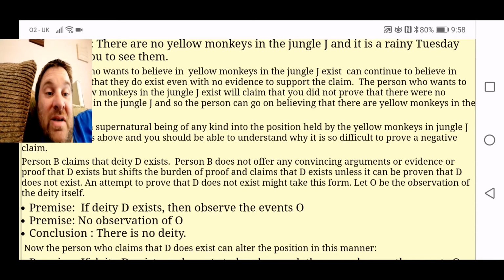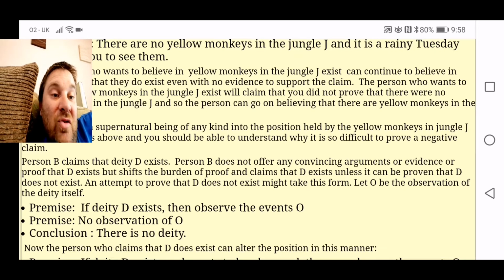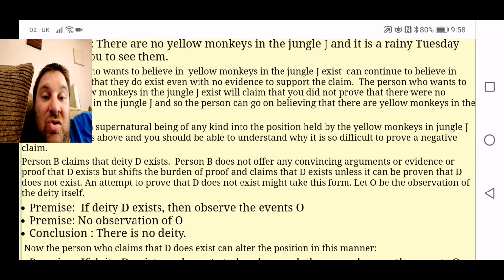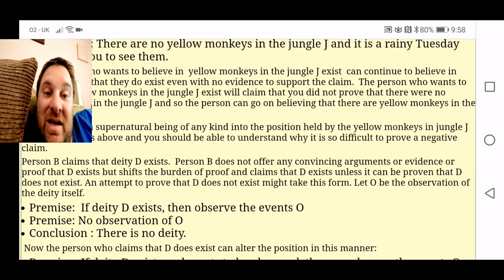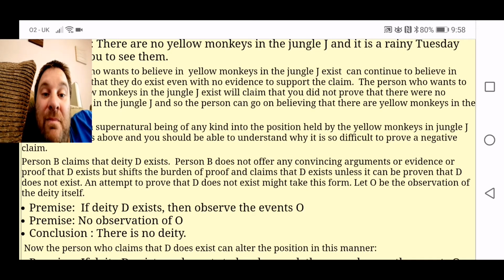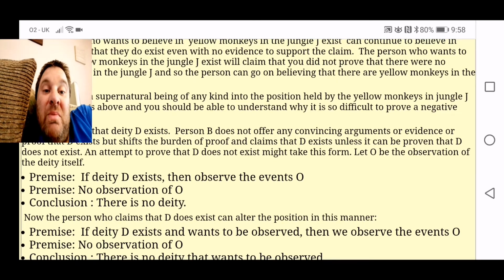An attempt to prove that D does not exist might take this form. Let O be the observation of the deity itself. So if deity D exists, then we observe the events O. That's your major premise. Your minor premise would be no observation of O. So the conclusion is there is no deity.